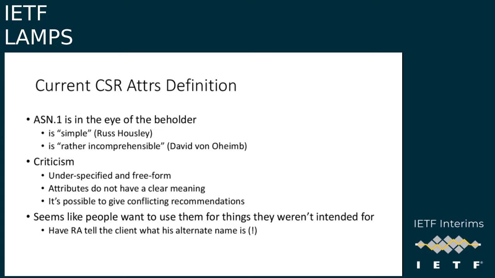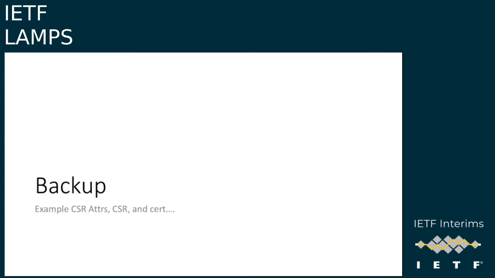So it does seem like there's some desire to use the CSR attributes in ways that at least I didn't think that they would be used. For instance, having the RA tell the client what his alternate name is and to put that alternate name into the CSR that's being generated. So there is that new work, I guess. Next slide, I've got a couple of examples of how this stuff works. We can just quickly run through it so people can take a look at what I'm talking about. But next slide.